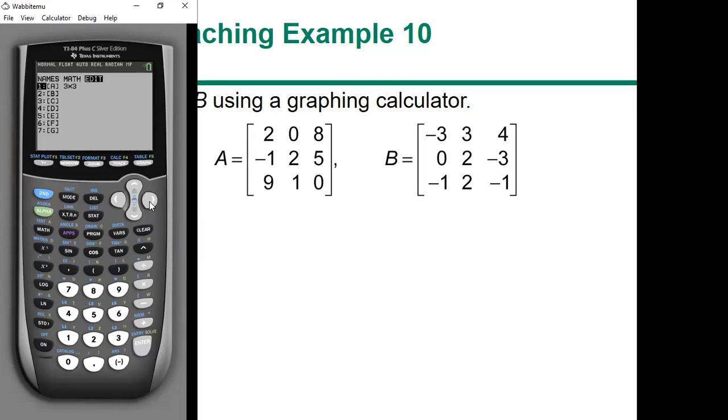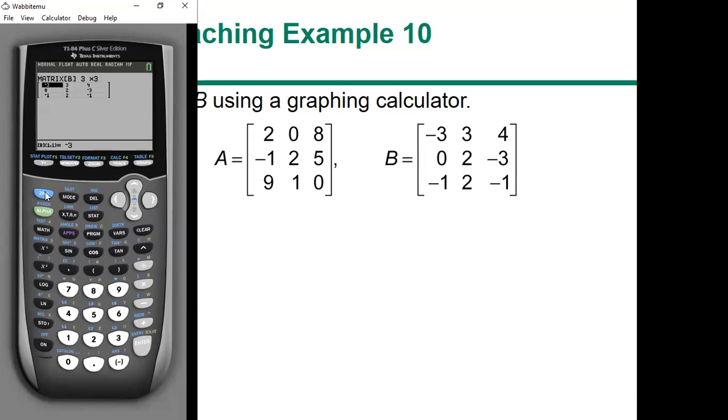Okay, I'm going to go back to second matrix, second x to the negative 1. And I'm going to input matrix B. So this time I'm going to arrow down to 2 for B. And again, I'm creating another 3 by 3. I'm going to input its values: negative 3, 3, 4, 0, 2, negative 3, negative 1, 2, negative 1. Okay, both have been inputted.